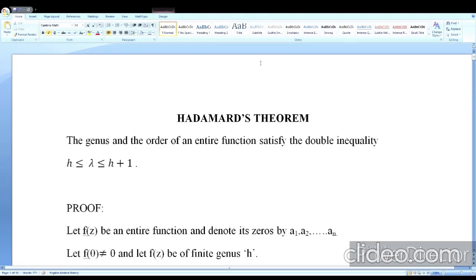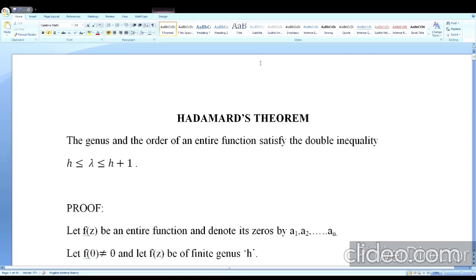Now I am going to explain an important theorem in complex analysis, that is Hadamard's theorem. It relates the genus and order of an entire function. Statement of the theorem is: the genus and the order of an entire function satisfy the double inequality h ≤ λ ≤ h + 1.